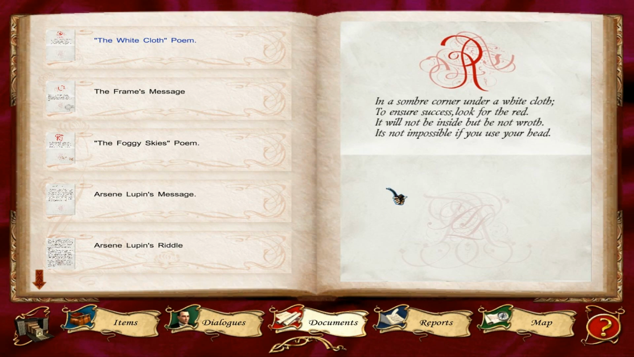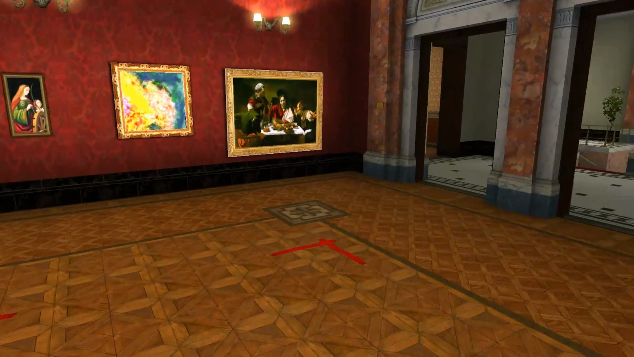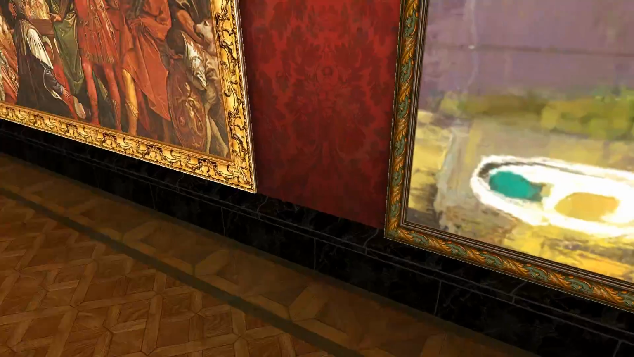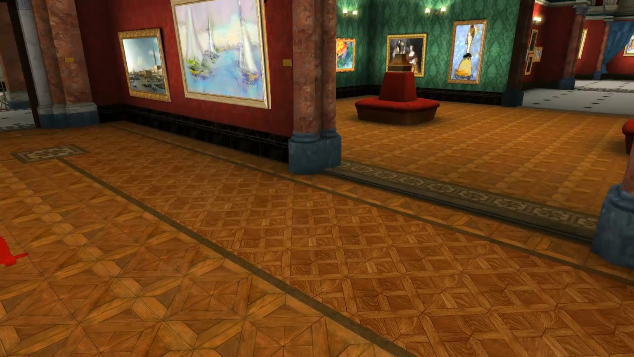To ensure success, look for the red. It will not be inside, but be not wrath. It's not impossible if you use your head. What? So maybe this is a painting. So white. Ooh.